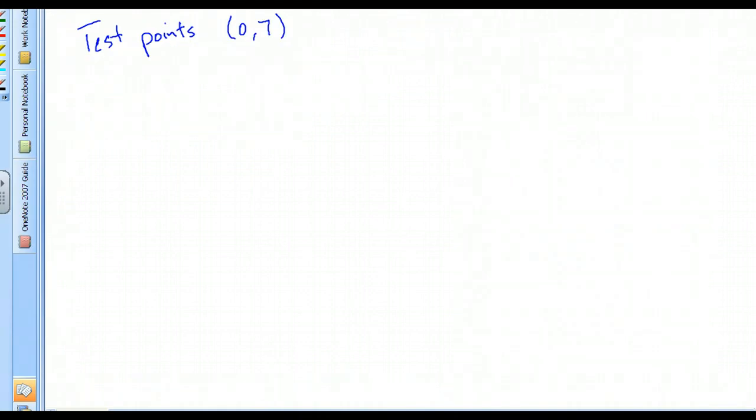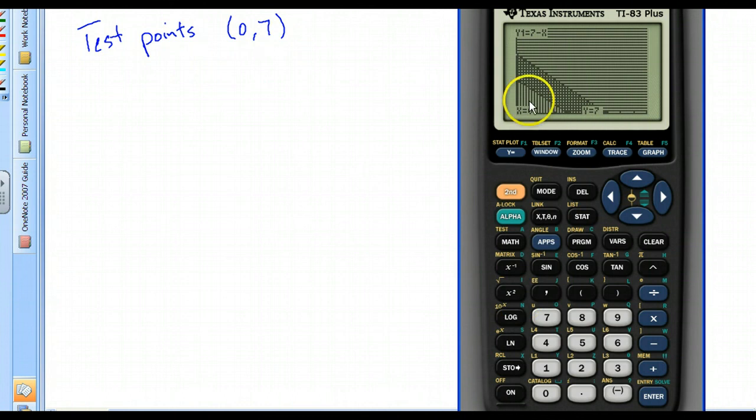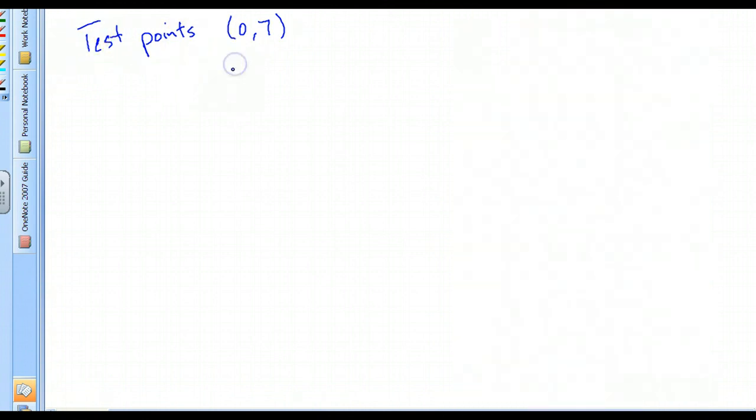Alright, so here I'm just keeping track of my test points. So 0, 7 is one of them. Alright, now I'm in y1. If I hit down, I'll go to y2, and then obviously 0, 4 is another test point. That's the y-intercept of that other line.